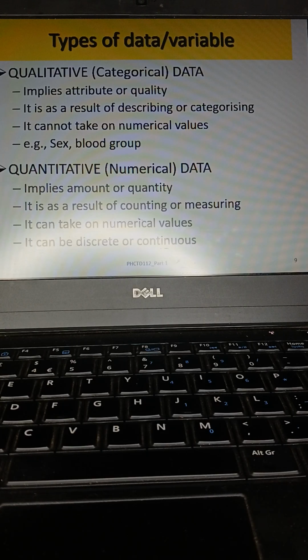Just like I mentioned before, we have qualitative, which we can also call categorical data. We have quantitative, which can also be called numerical data. What is qualitative? Look at the word qualitative, from the word quality. That means something like an attribute. It is also categorical, that is in categories, as a result of describing or categorizing. Something that is an attribute or of good quality cannot take numerical values.